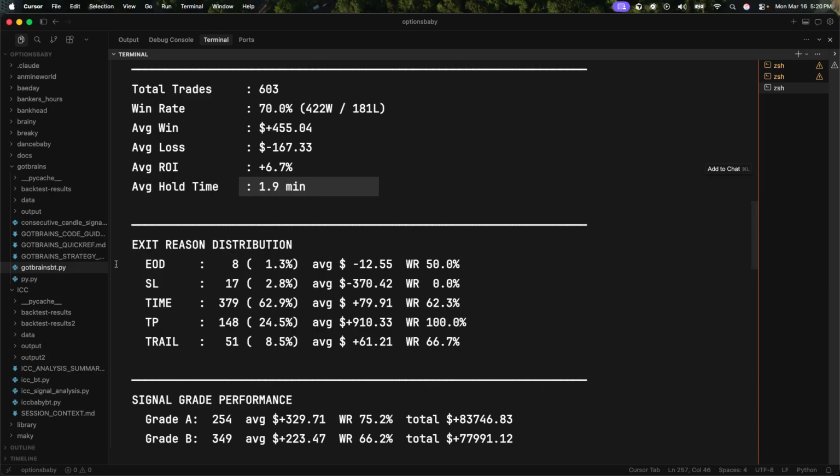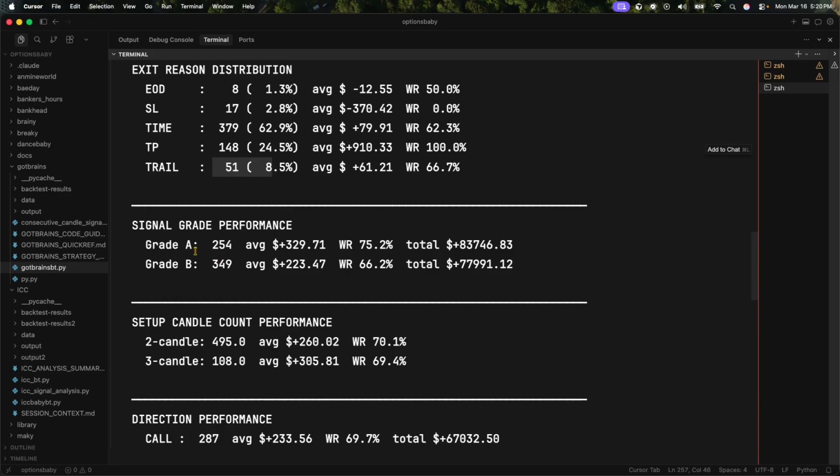So our exit reasons, EOD, then we have stop losses. We only had 17. So this is kind of a good thing. Out of 600 trades, we only had 17 stop losses. And then time stops was 379. We're positive on our time stops. That's what's up. TP is take profit. We made 100% when it TP'd, and then our trails, we had 51.